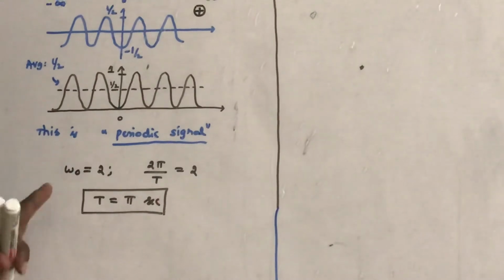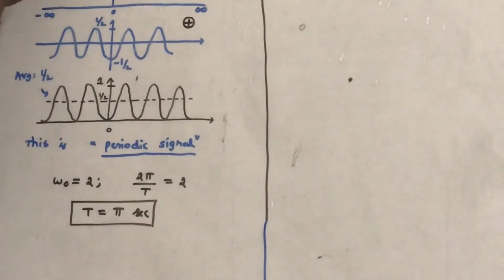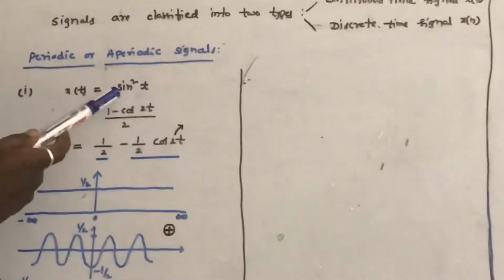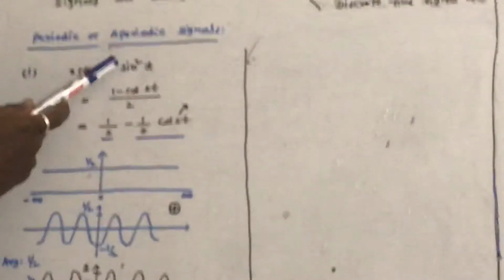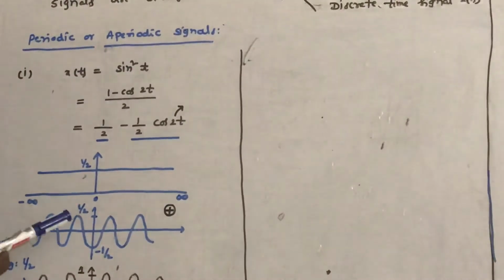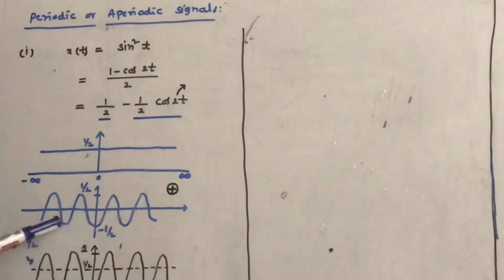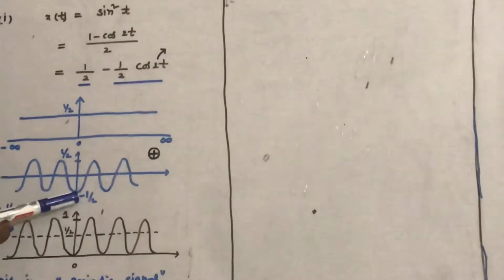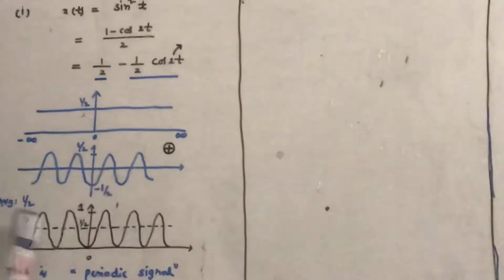Okay, so simple. Otherwise, if you square any waveform, the negative portion will also come to the positive side, which we have seen. Because this waveform consists of a negative portion, if you square any waveform, the negative portion will come to the positive side. Therefore the entire waveform comes to the positive side.